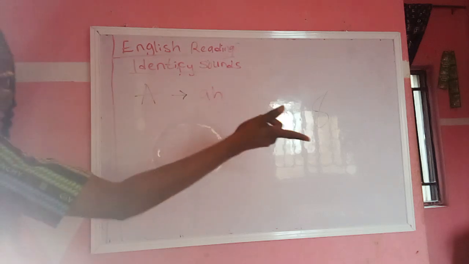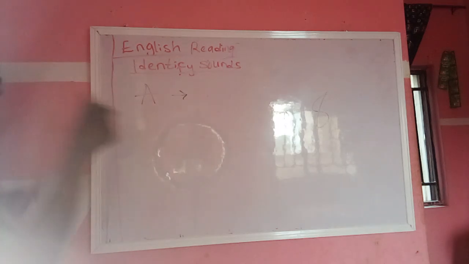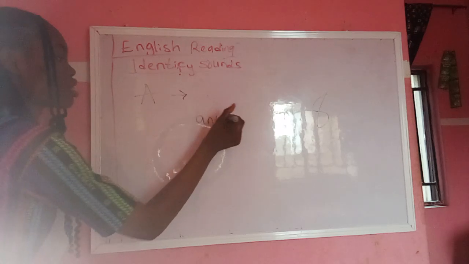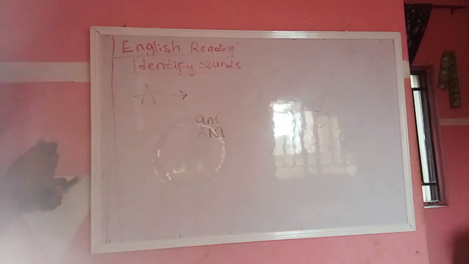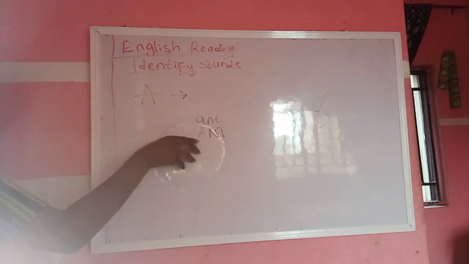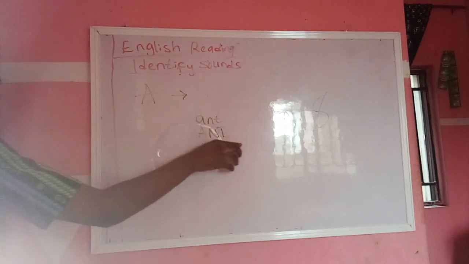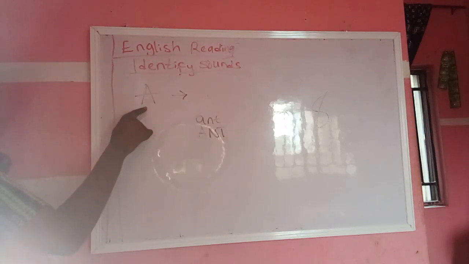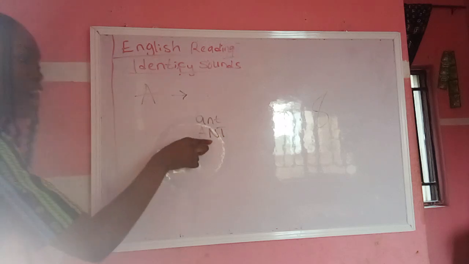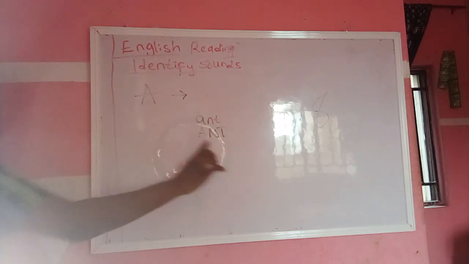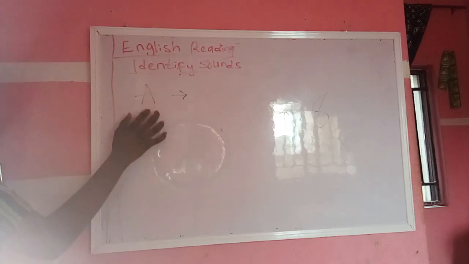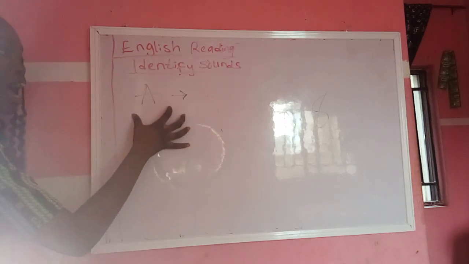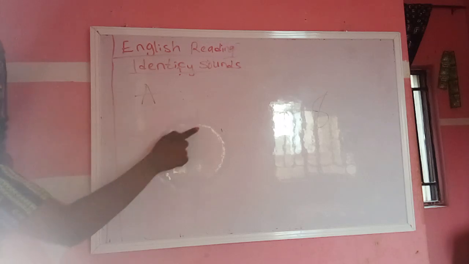For example, in ant. You don't say ant. You call it what? Ant. A-N-T. Ant. Have you seen it? It is true that this is letter A, but we will call it what? A in this ant. Why? Because though it is letter A, it is pronounced as A. So whenever you see this, you call it A. So this was letter A as in A.